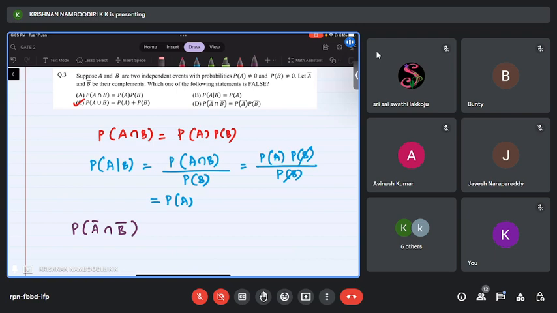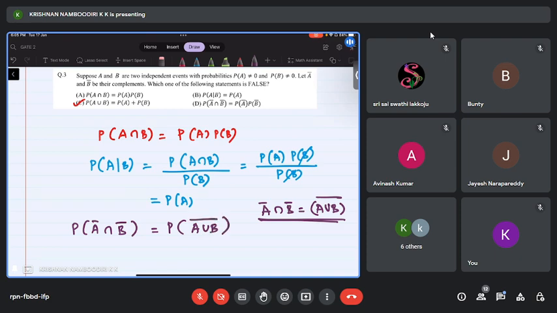Regarding option D, P of A bar intersection B bar, that means the complements of events A and B and the intersection of those two events. Basically, if A and B are independent, then A complement and B complement are independent. This you can show as follows. A bar intersection B bar can be written as A union B, the whole bar, or the complement of the event A union B. This is coming from De Morgan's law.